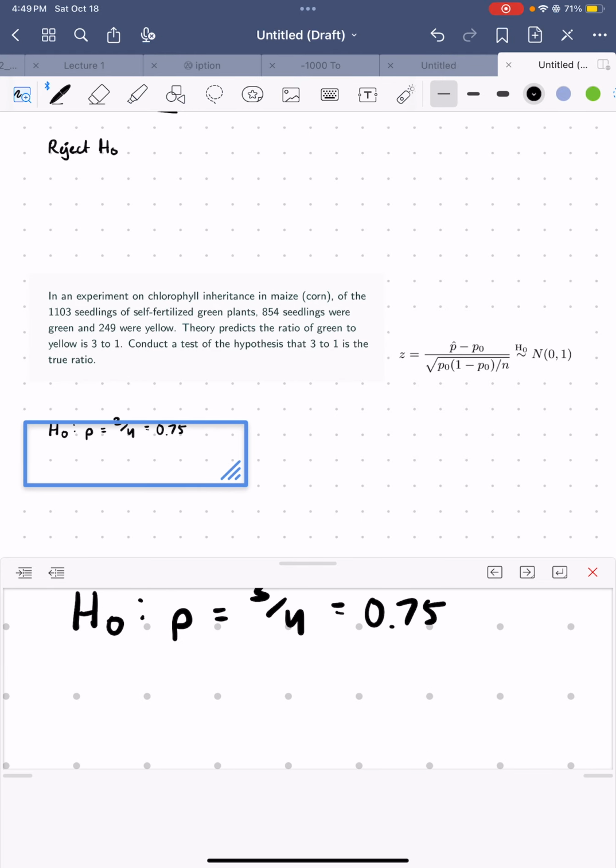And now we have our alternate hypothesis, and again, since we're just testing if it is the true ratio and not if it's greater than or less than, we use a two-tailed test, so that means that our p is not equal to 0.75.